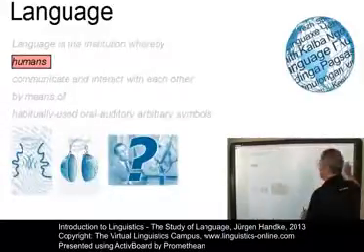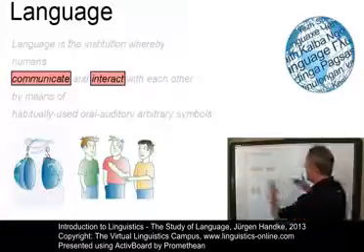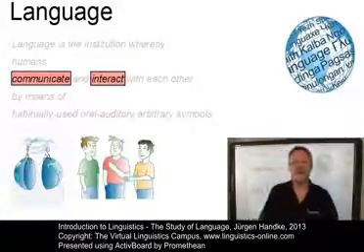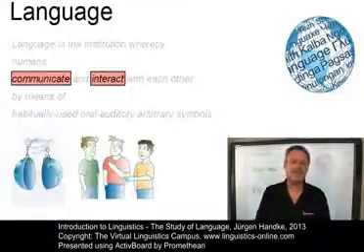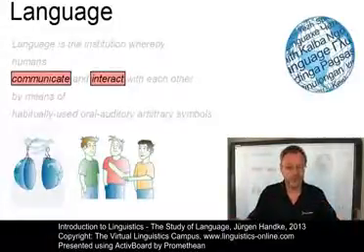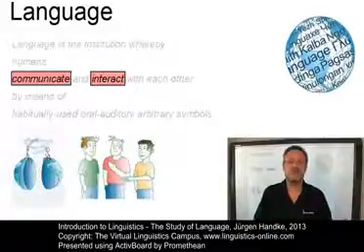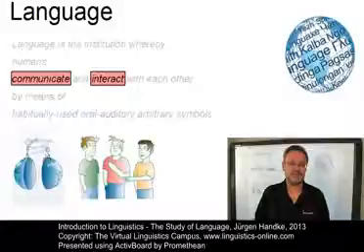Here is the next keyword. Or should I say keywords? Communication and interaction. Well, certainly animals communicate and interact. Yet the communication systems humans use are certainly more complex than those of animals.